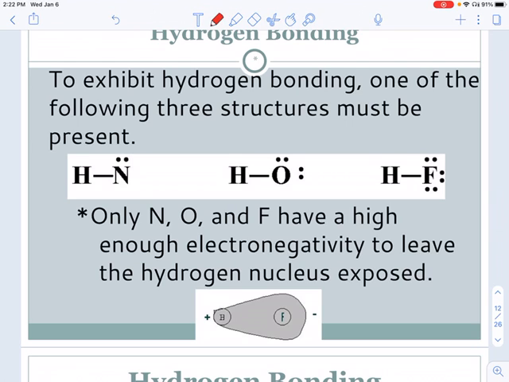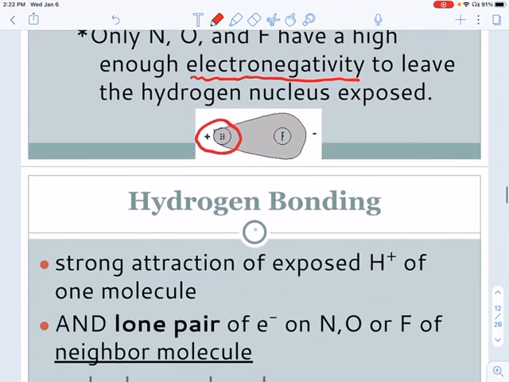The reason that it's these three elements is because they have very, very high electronegativities. And because they have such high electronegativities, they leave the hydrogen nucleus exposed. They pull on the electrons so hard that they pull them all away from the hydrogen. And so the partial positives and partial negatives for these molecules are much larger than a typical dipole-dipole force, because these elements are so electronegative.